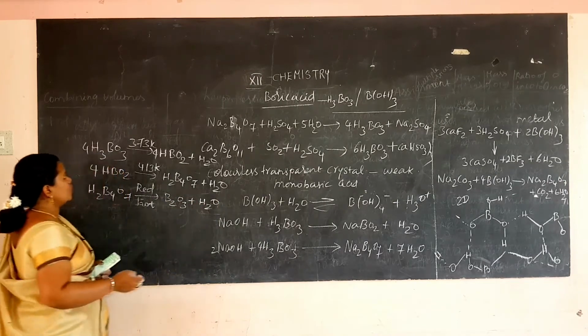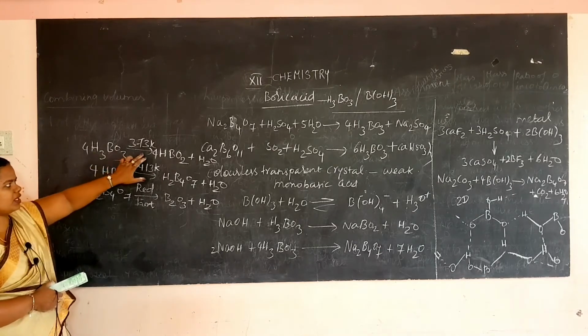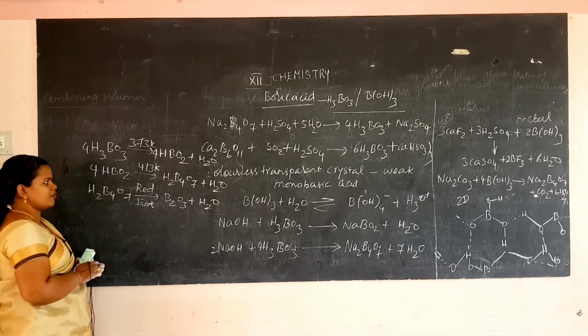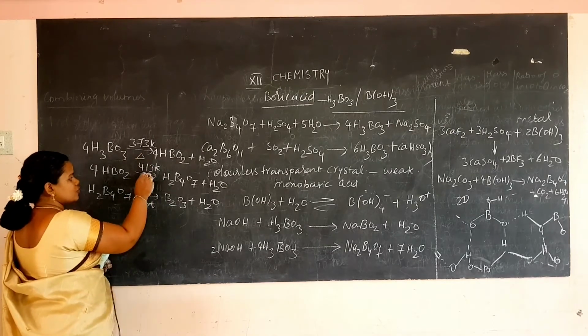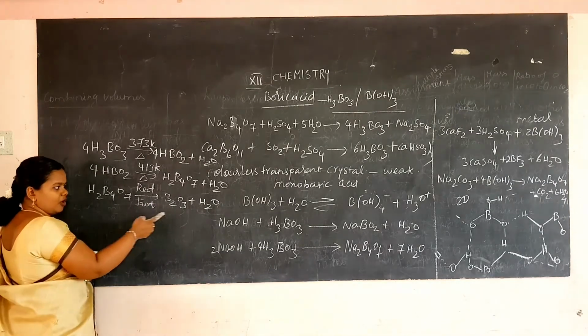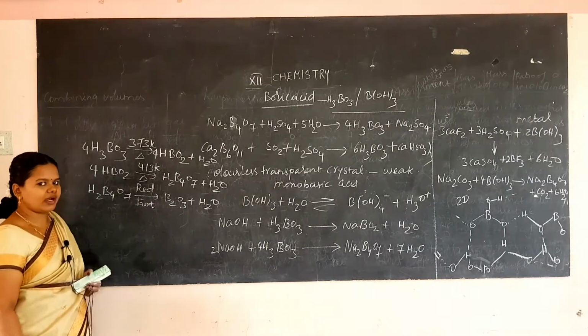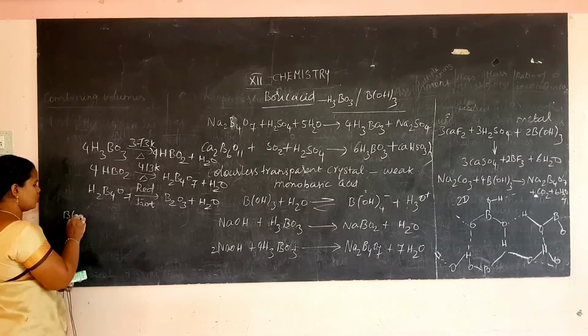So when boric acid is heated at 373 Kelvin, it forms metaboric acid. This at 413 Kelvin forms H2B4O7. Then H2B4O7, when heated at red hot condition, forms boric anhydride plus water.